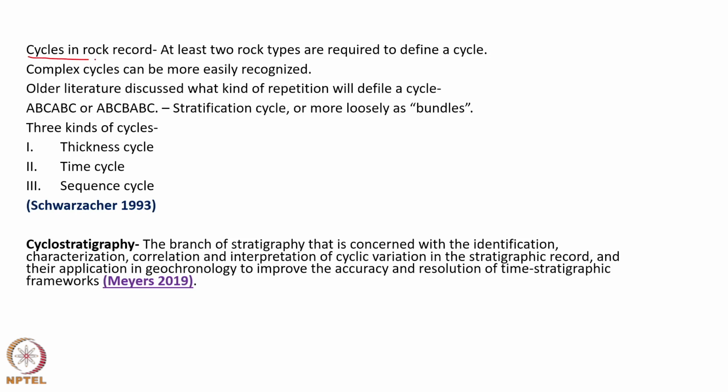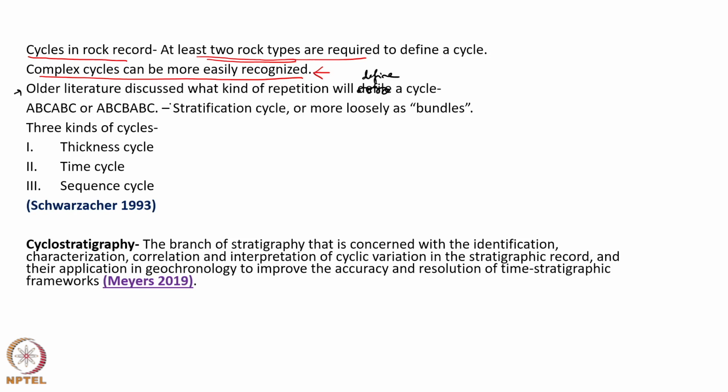To define cycles in the rock record, we need at least two rock types. If the rock type is, say, sandstone and that continues maybe at different times, it may not be possible to distinguish. That is why it is said at least two rock types are required. There can be 3 or 4 also. Complex cycles are easy to recognize by geologists. The reason is the distinguishing features of different units become clearer.